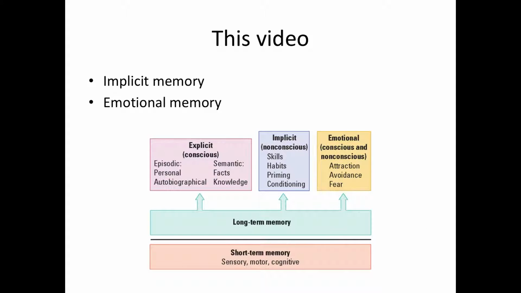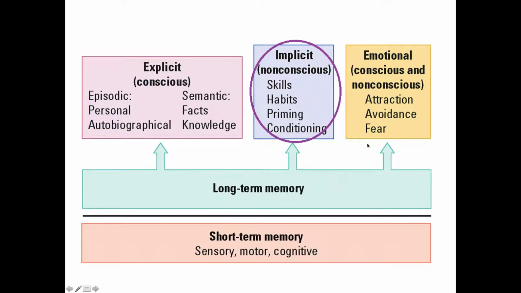So in this video, we are going to go over the next part of the three long-term memory systems, which is implicit memory. And then we're going to talk about the last one, which is emotional memory. Okay, so let's start off with implicit memory.